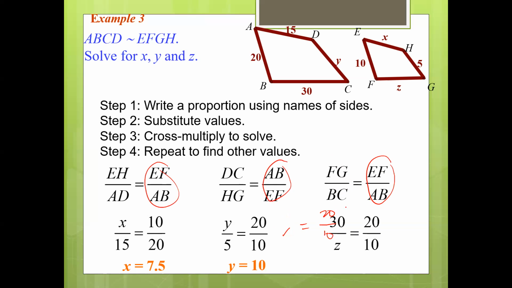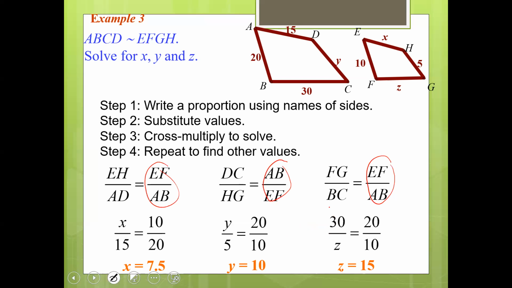30 over z equal to 20 over 10. That is 30 times 10, which is 300, divided by 20. That is 6. No, sorry, 15. So z is equal to 15. If you have questions in this section, kindly message me.